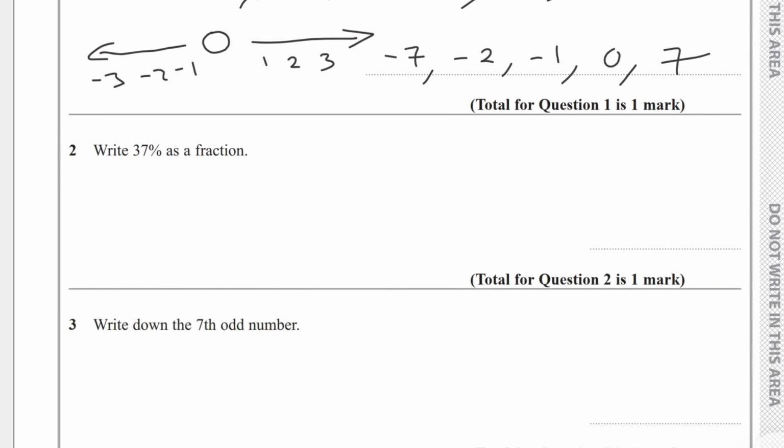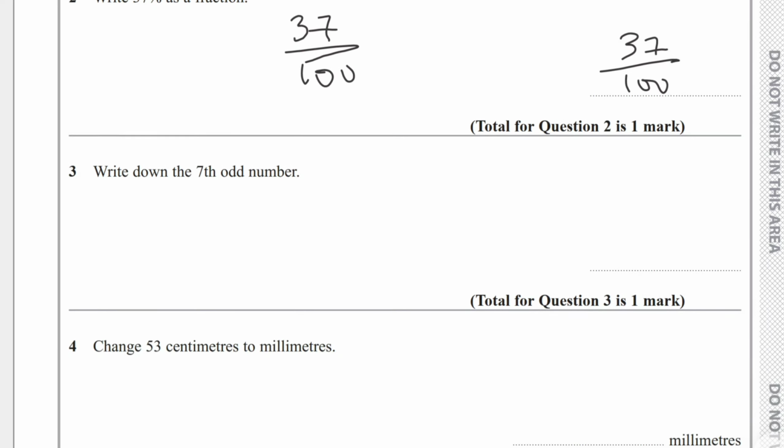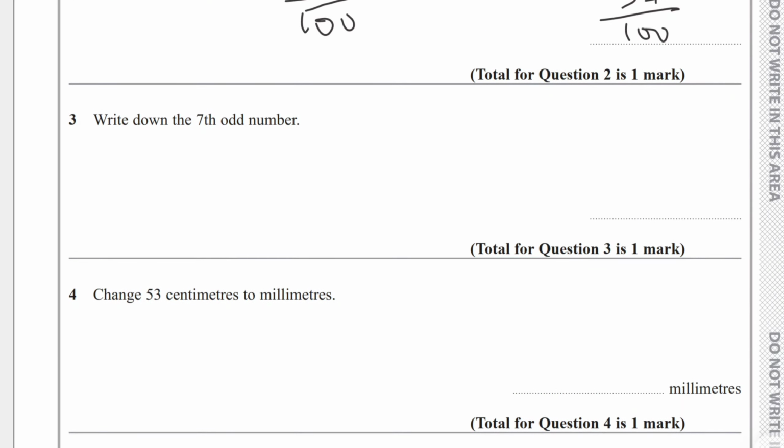Next, write 37% as a fraction. So 37% means 37 for each 100. So that will be 37 over 100. Since we can't simplify that, that will be our answer: 37 over 100.